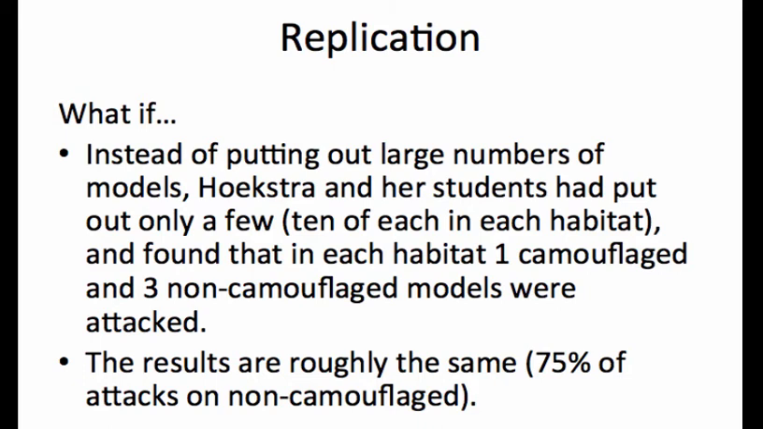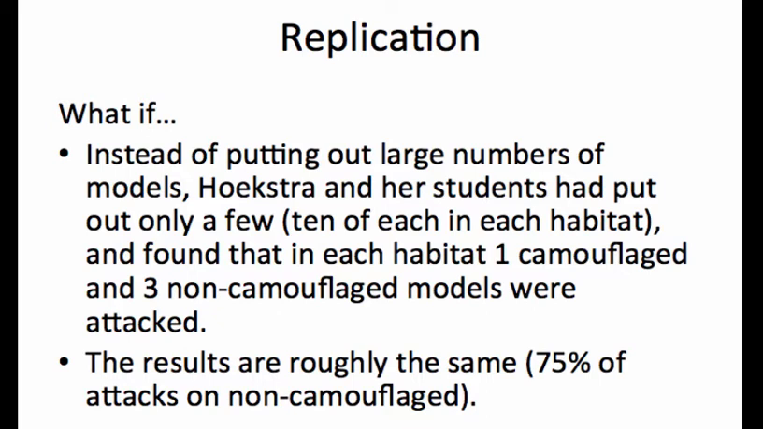So the way it's described in the textbook, Hoekstra and her students put out a huge number of these mice in the two different habitats. But what if, instead of putting out a large number, she'd only put out a few, maybe 10 light mice and 10 dark mice in each habitat?